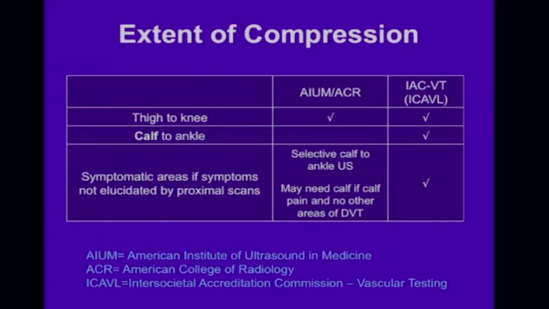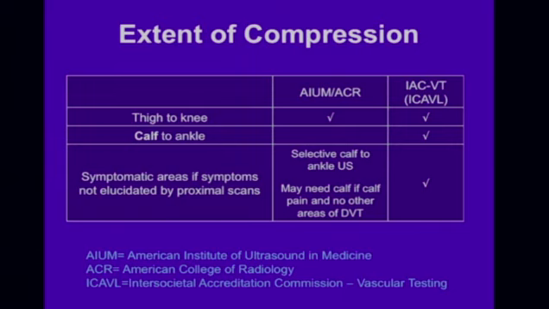Depending on who you read, you may get different interpretations of what is an adequate exam. In terms of what is considered adequate, the study from the inguinal ligament to the knee is a minimum amount of imaging that is recommended by the AIUM, the ACR, and the Intersocietal Accreditation Commission in vascular testing. The Accreditation Commission also recommends that the calf is imaged. For the AIUM and ACR, calf vein imaging is selective.